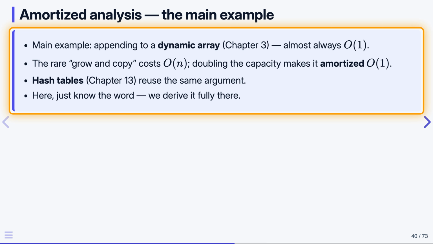A good example is adding to a dynamic array, which you meet in Chapter 3. Almost every add is cheap, big O of 1. But once in a while the array is full. Then it must grow and copy everything, which costs big O of n. The trick is to double the size each time the array grows. When you spread that one rare big cost across all the cheap adds, each add costs big O of 1 on average. We call this amortized big O of 1. Hash tables in Chapter 13 use the same trick. For now, just learn the word.